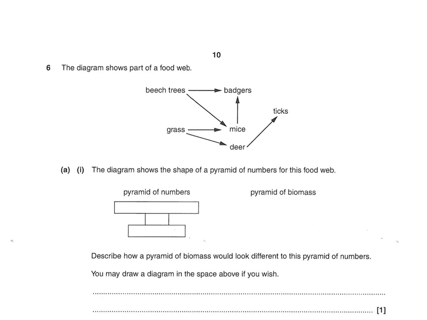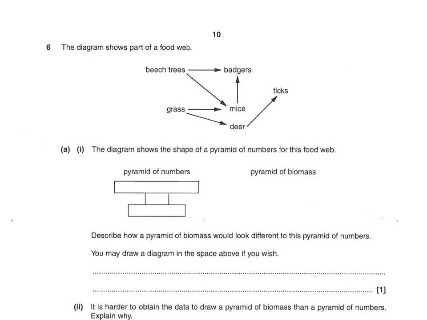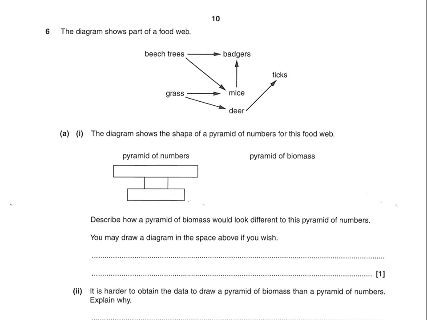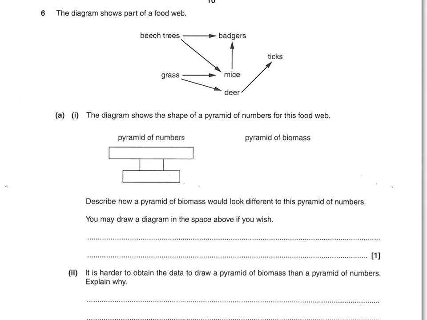The diagram shows part of a food web. The diagram shows a shape of a pyramid of numbers for this food web. Describe how a pyramid of biomass would look different to the pyramid of numbers. You may draw a diagram in the space above if you wish. So that's probably the easiest way to get this mark, just to draw a diagram. So that's the idea. You've got a big first box, a smaller second box, and a smaller third box still. That'll get you that mark.